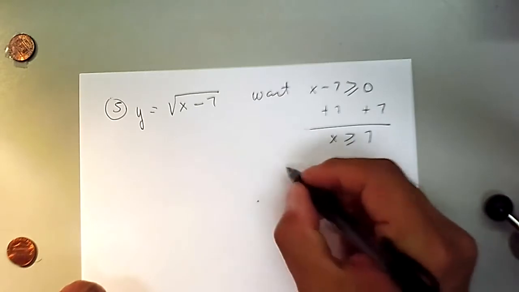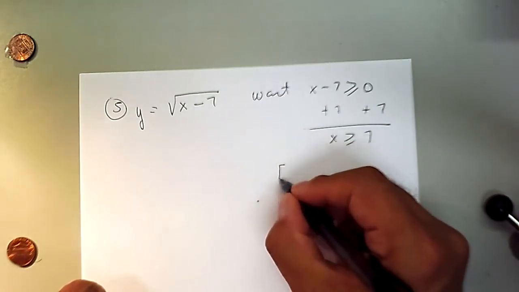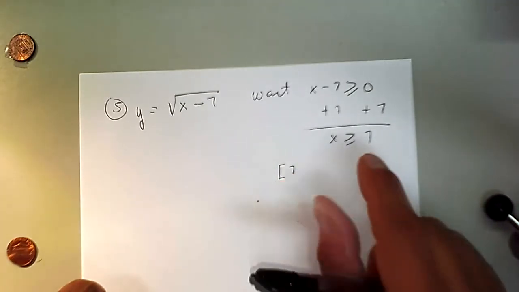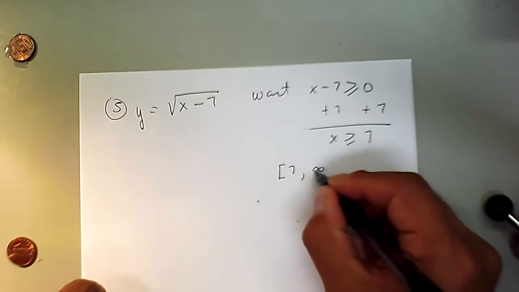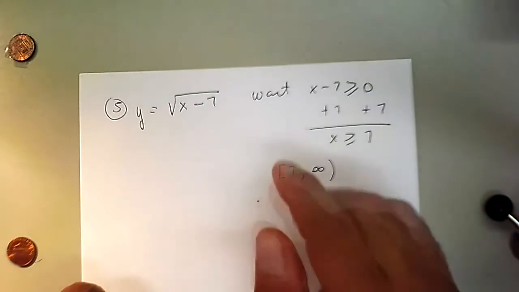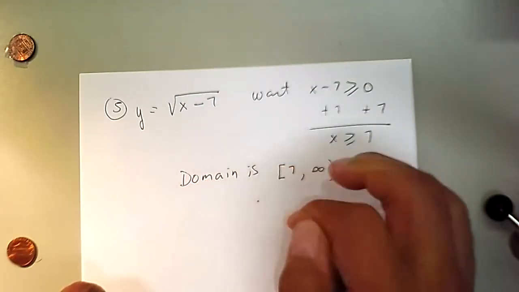But we have to write it using interval notation. So we go from 7, notice that we have a square bracket because the 7 is included, comma, to infinity. All the numbers to the right of 7. So this is our domain. Domain is this set.